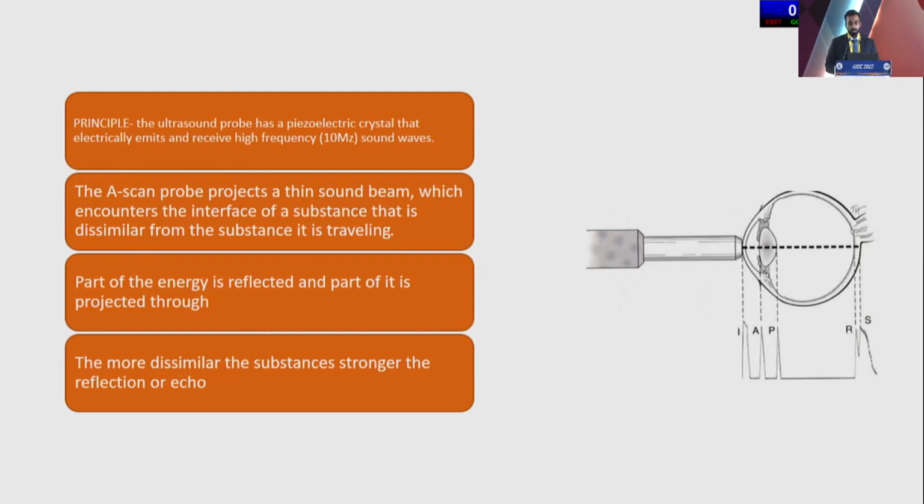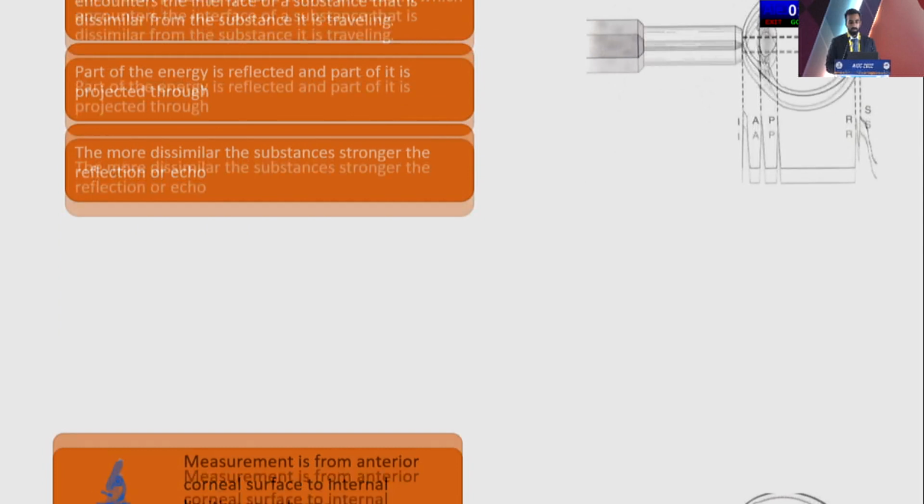So the ultrasound probe is a piezoelectric crystal that vibrates around 10 megahertz. It projects a thin beam of sound. This beam is either reflected, absorbed, or refracted. Part of the beam that goes through and gets absorbed is also reflected back as echoes. These echoes will be detected by the transducer as electric waves. And the more dissimilar the substance in the ocular anatomy, the stronger the reflection or the echo.